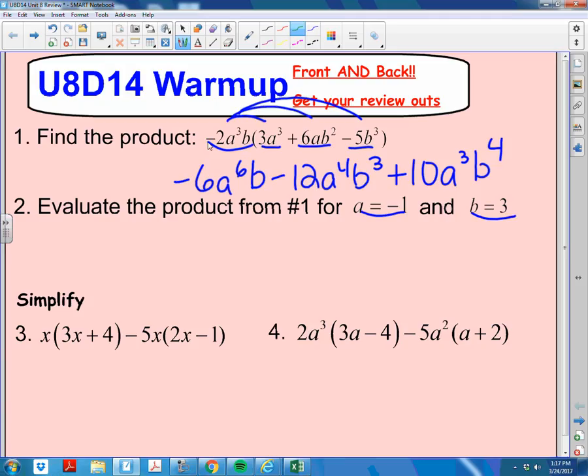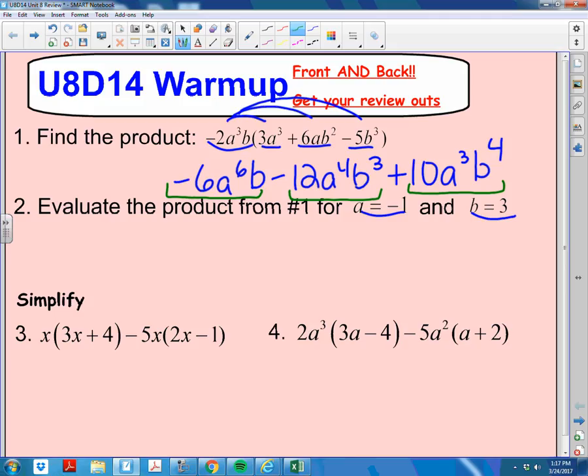When it asks you to evaluate based off the value of certain variables, I will tell you what I would recommend that you do. I would not recommend, because you can basically type this whole thing into the calculator, but don't do that. The reason is if you make a mistake, you end up having to start all the way over again. I usually go 1 term at a time. I will do this term minus this term plus this term, and I will do those in the calculator.